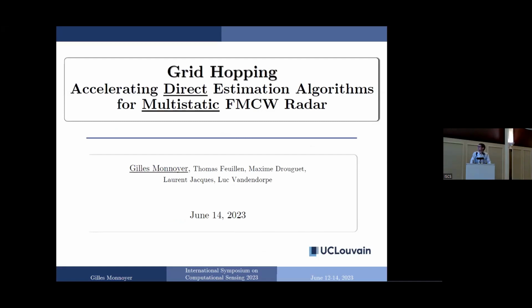So what I'm going to talk about today is the estimation of the location and velocity vectors associated to one or multiple point targets by means of multistatic FMCW radar. More specifically, I am going to present a technique which we call grid hopping, which more precisely is extending strategies which have been developed in fields other than radar, and that we can generalize and then re-particularize to radar applications.